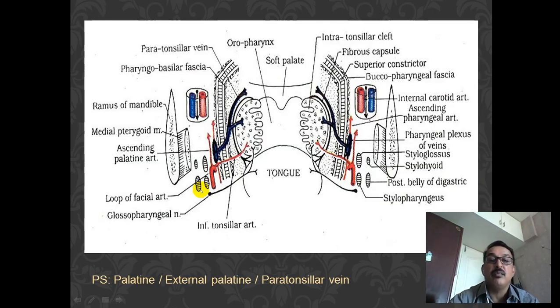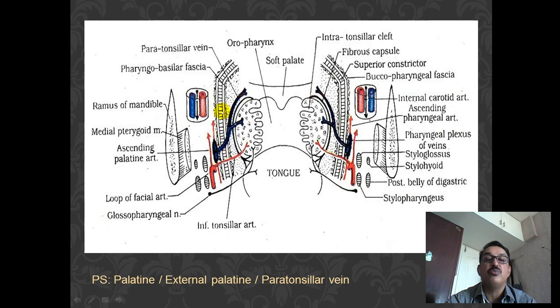This is one more diagram to show. Here you can see the tonsil with the crypts. These are the veins, the paratonsillar vein, which is going to the pharyngeal plexus, and you can see the facial artery. This is the ascending palatine artery.